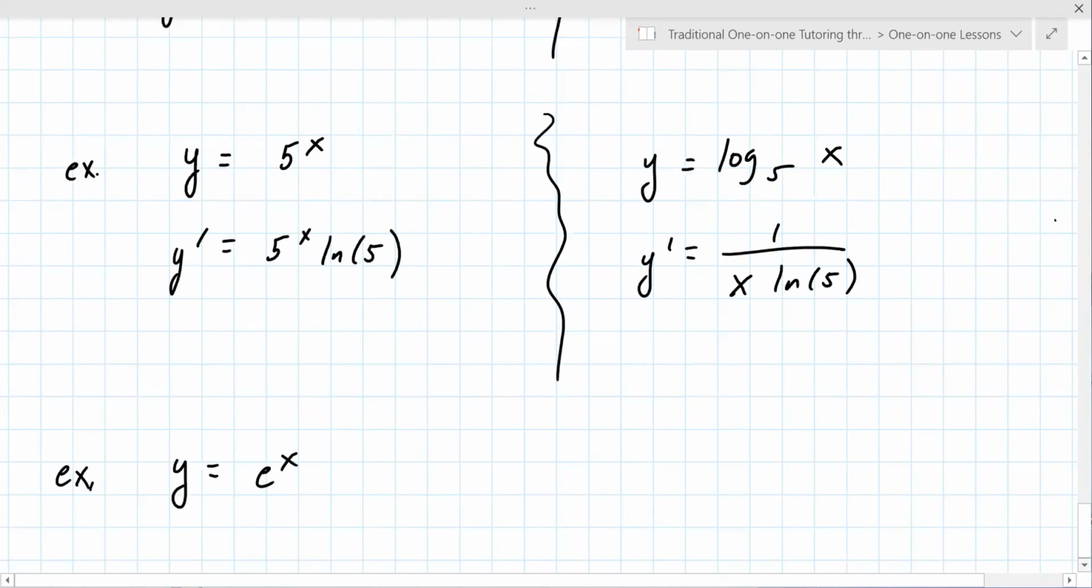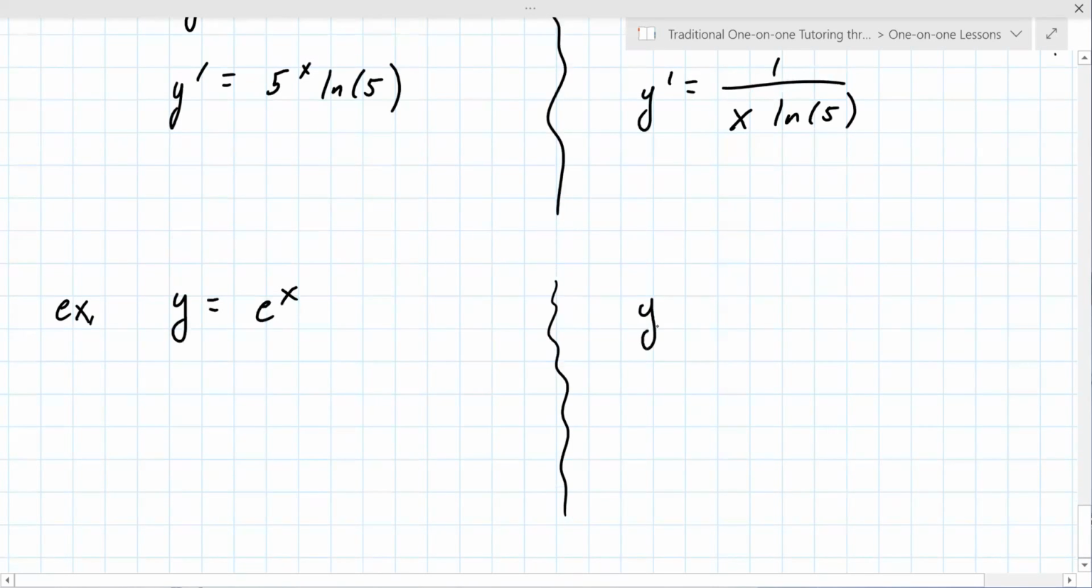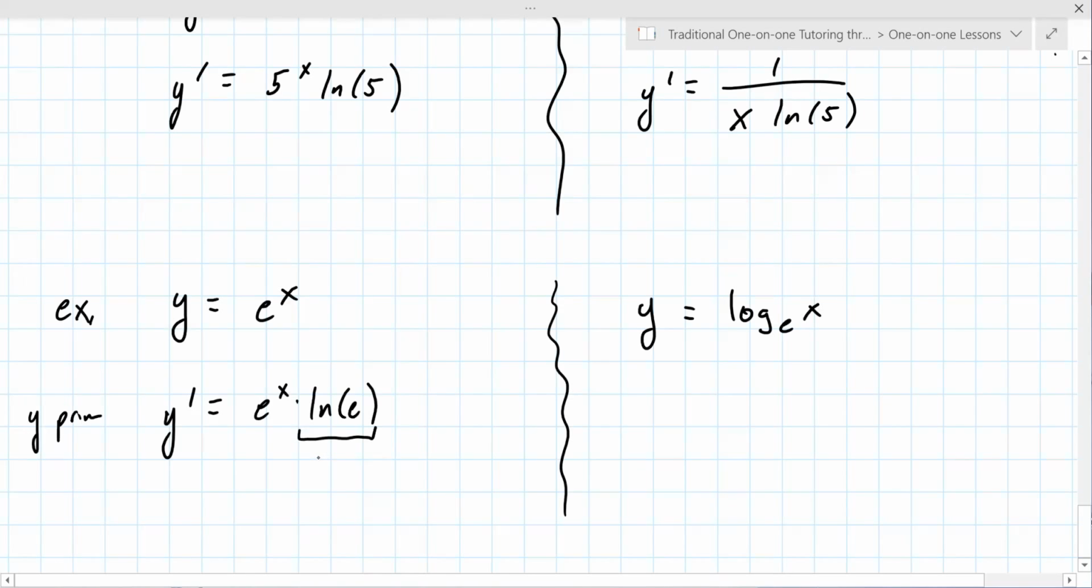Let's say it's e to the x. And then over here, it's y equals log base e of x. So this is going to be y prime equals e to the x ln times e. Okay, but what is the natural log of e? 1. Equals 1. Good.